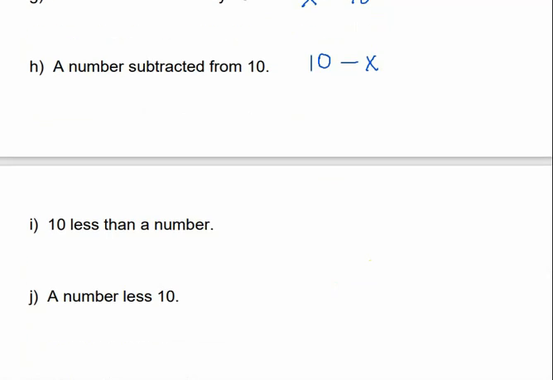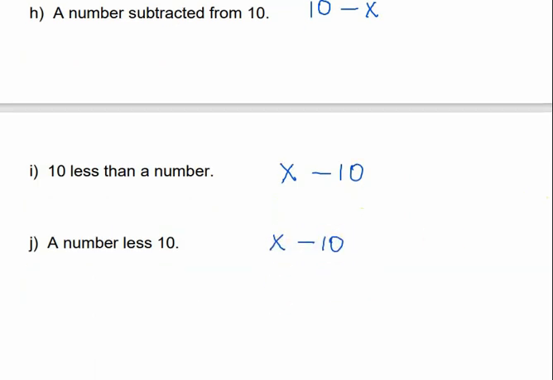I says 10 less than a number. Okay, so 10 less than a number. So again, we're subtracting from a number. So this time it's a number and we're going to subtract from it. We're going to take away 10 from it. 10 less than a number. And then J, a number less 10. A number less 10. So those subtractions are pretty tricky. Be careful when you're dealing with subtraction word problems.